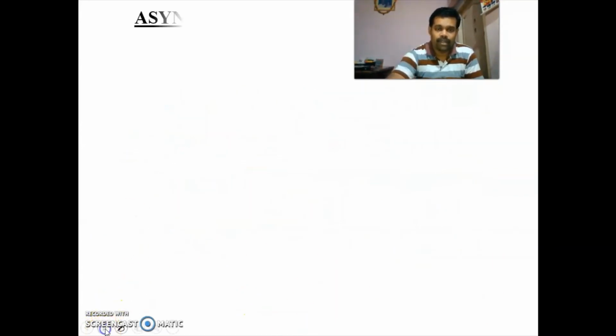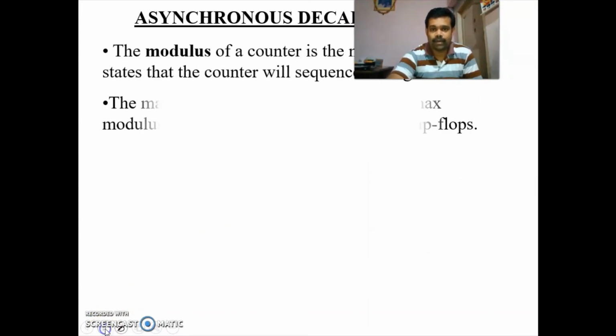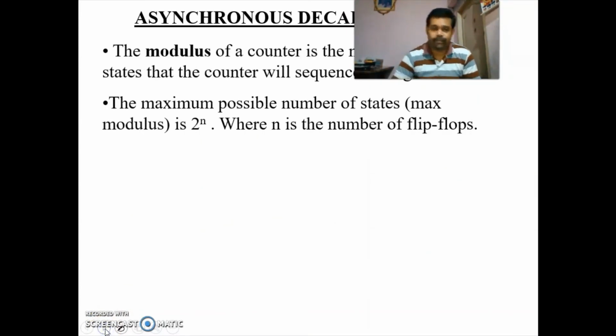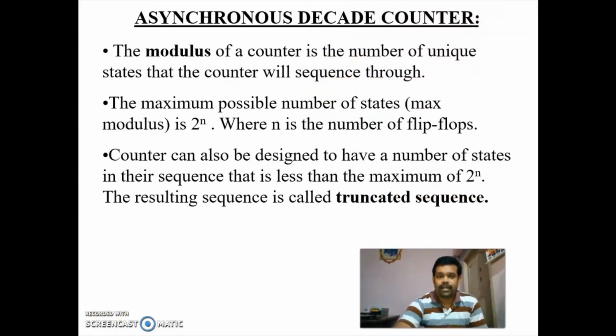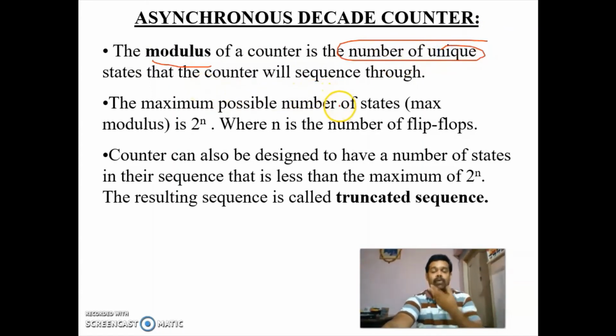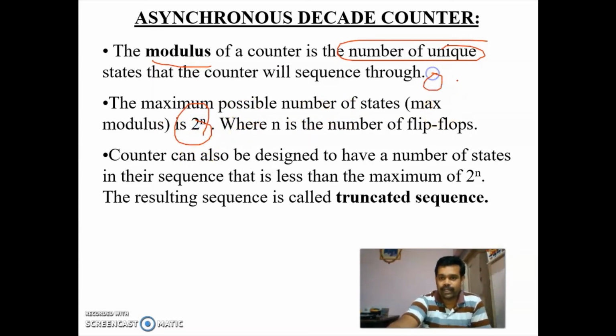Okay. Now we can go for the asynchronous decade counter. Decade counter means it will count from 0 to 9. So it will have 10 possible states. The modulus of a counter is the number of unique states that a counter will sequence through. The modulus is nothing but the number of unique states that a particular counter is sequencing through. The maximum possible number of states is 2 to the power n. If you are counting from 0, it is 2 to the power n minus 1, where n is the number of flip-flops.